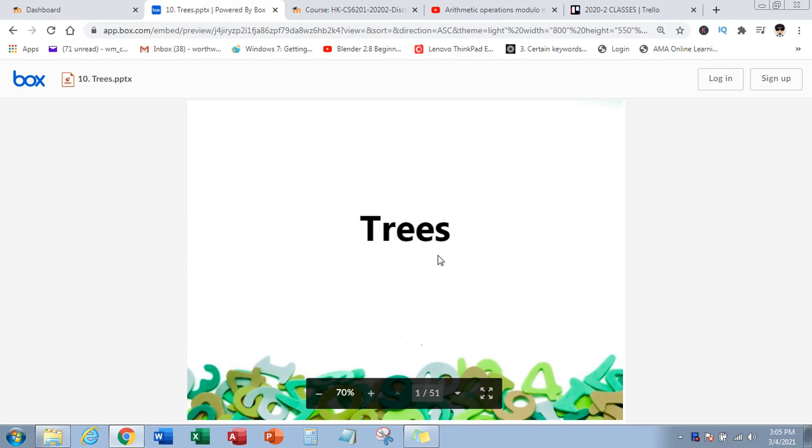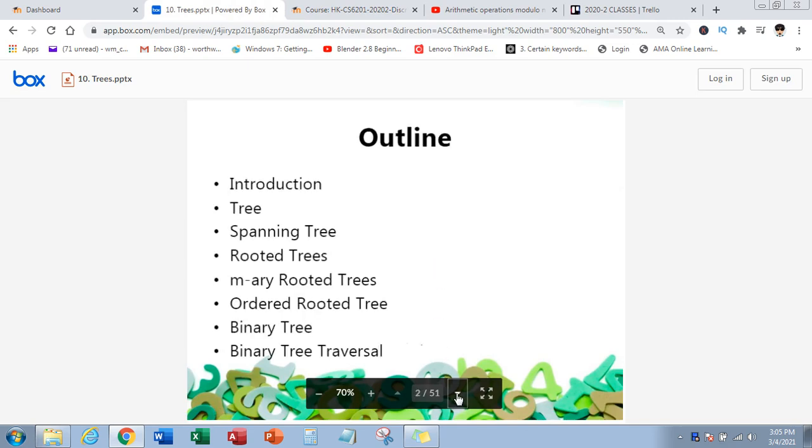So we go now and discuss trees. So this is the outline. We will talk about the definition ng trees, introduction, tree, what are spanning trees, rooted trees, m-ary trees, ordered rooted tree, binary tree, and binary tree traversal. Now, if you'll notice, 51 slides. But don't worry, marami sa kanila ay exercises. So, I will be just discussing one exercise per topic para hindi tayo matagalan, kasi kung isa-isahin natin yan, hindi kakayanin ng oras sa video.